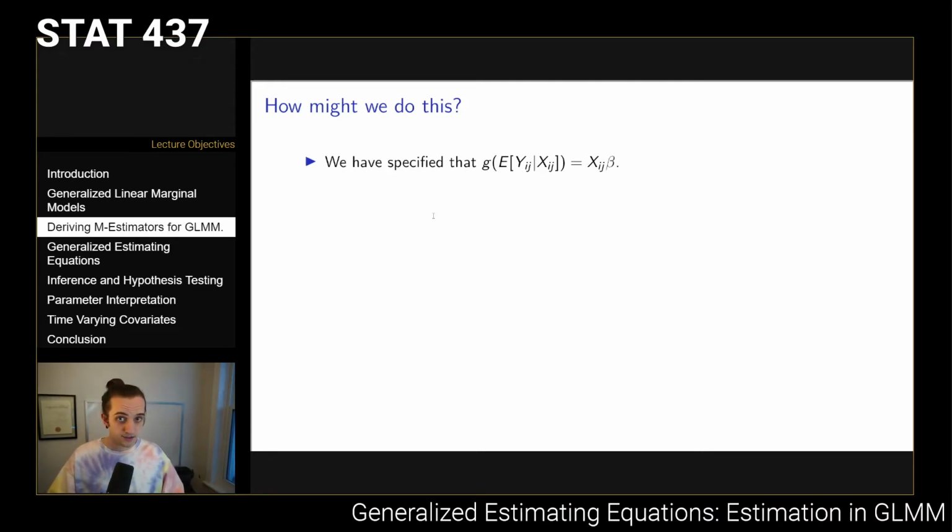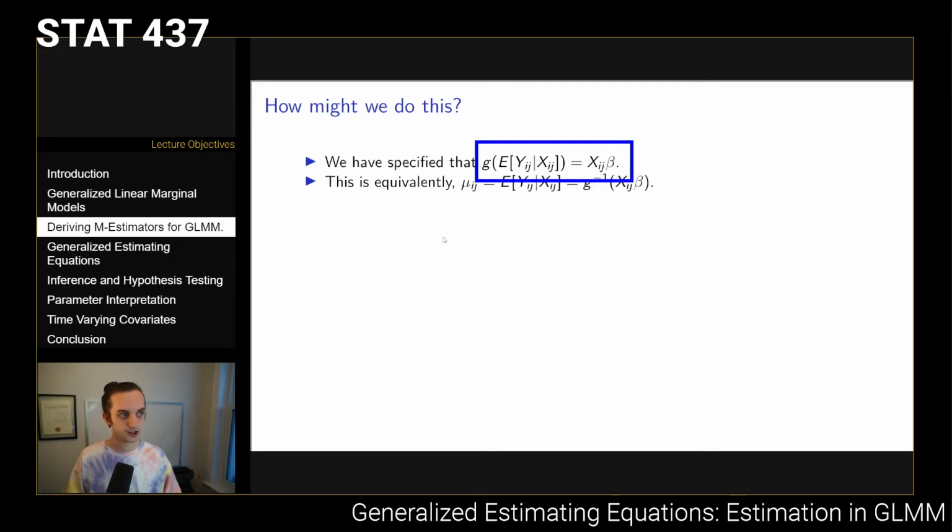Recall that we've specified a link function which connects the conditional mean to a linear predictor. So right here, this g of mu equals x transpose beta is the core piece of this model, right? Because we're mostly interested in how this mean response changes over time. And so this is the core focus here. We're not making any assumptions on the distribution of y, but we are making the structural assumption about this link function and the mean. So equivalently, we can write this assumption as the mean is given by g inverse of x beta, right?